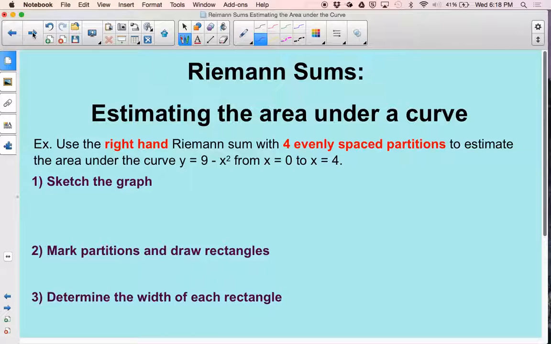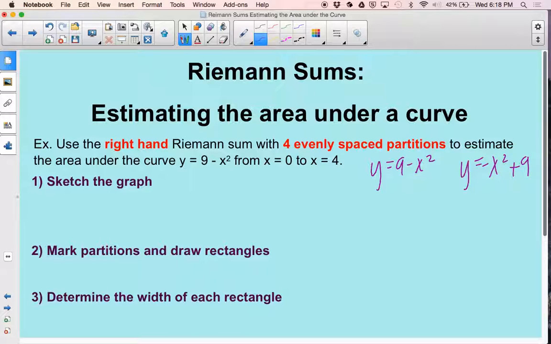So use the right-hand Riemann sum. This time we're doing a right-hand Riemann sum with 4 evenly spaced partitions to estimate the area under the curve y equals 9 minus x squared, and we're going from 0 to 4. So first of all, y equals 9 minus x squared. That's the same thing as y equals negative x squared plus 9.